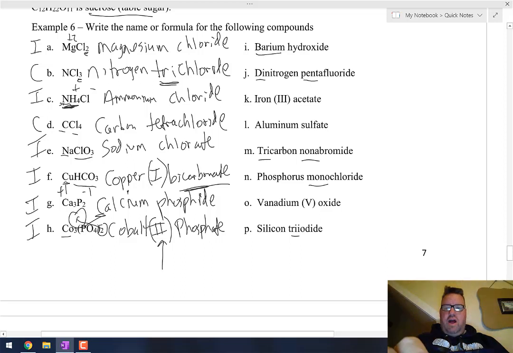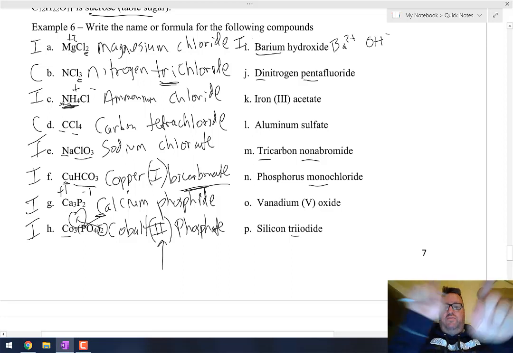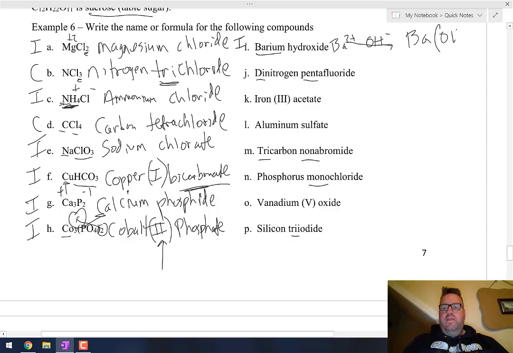Okay, so for I, we've got barium. Barium has a +2 charge. Hydroxide has a -1 charge, so that one is ionic, of course. So we have to switch those charges. So this 2 is going to come down here. So we're going to get barium. And then don't forget about those parentheses on the OH. And then we have OH parentheses 2 is the correct formula.